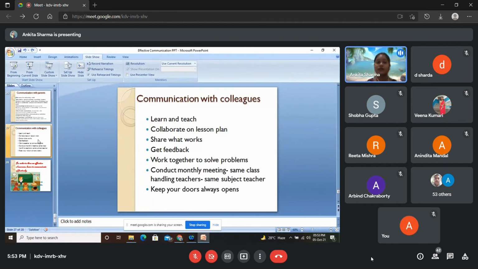So for that, we should have meetings with the subject teachers and the class teachers, or whosoever is important for that situation. Okay, and if a child does well, we should also share it with other teachers. We should share what works with the other teachers. Then one more thing which is very important: work together to solve problems.